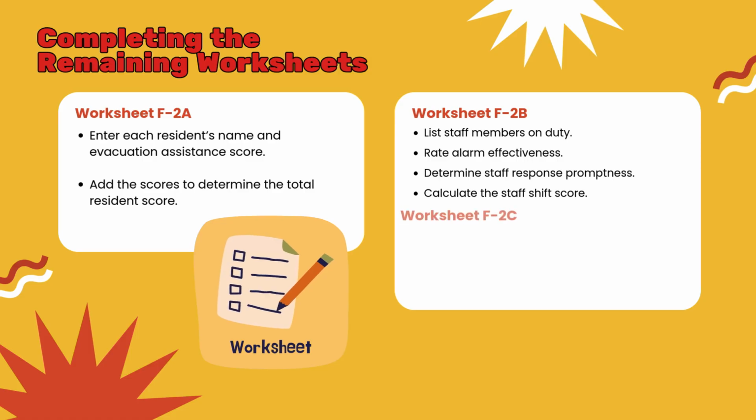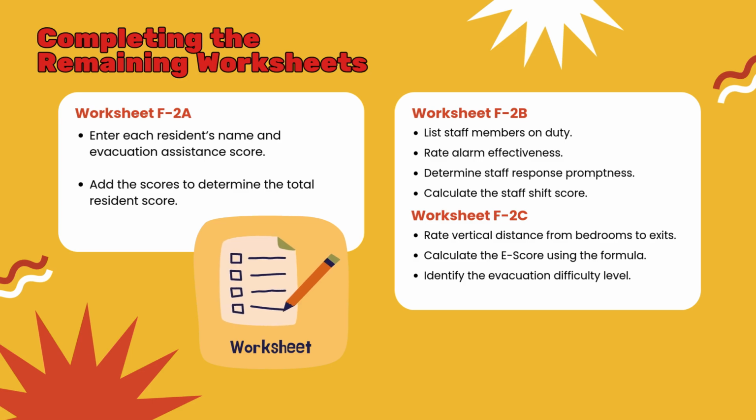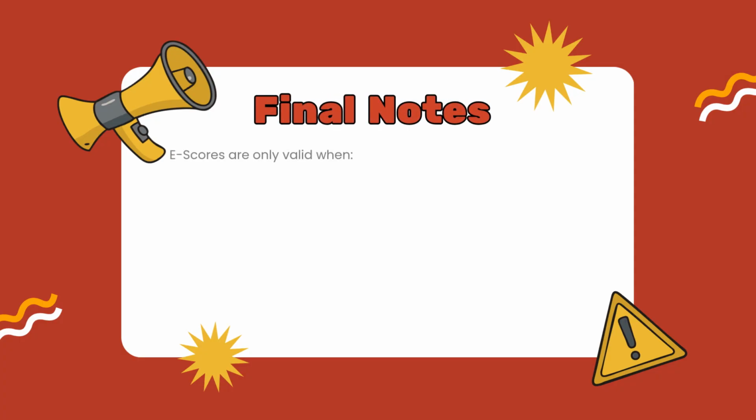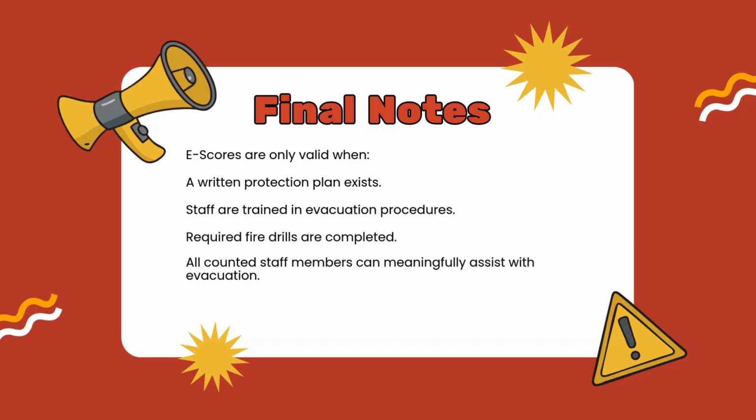For Worksheet F2C, providers must rate the vertical distance from bedrooms to exits, calculate the E-score using the formula, and identify the evacuation difficulty level. As we near the end of our video training, let's cover some final notes. E-scores are only valid when a written protection plan exists, staff are trained in evacuation procedures, required fire drills are completed, and all counted staff members can meaningfully assist with evacuation.